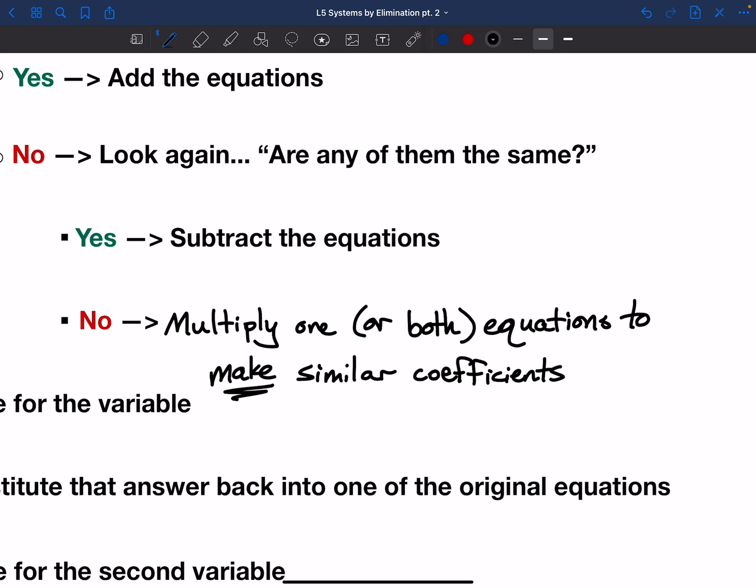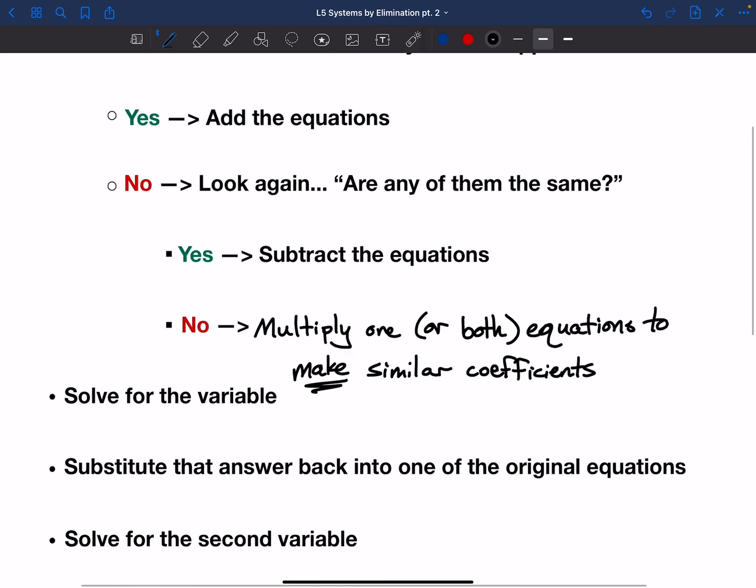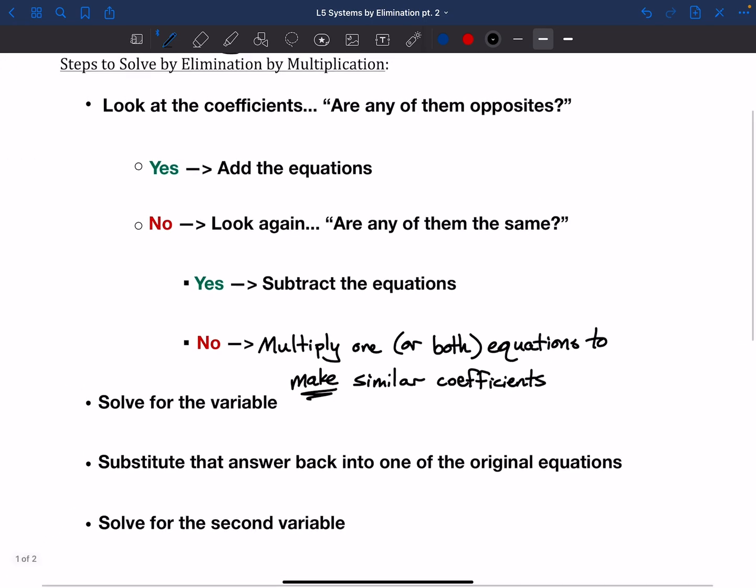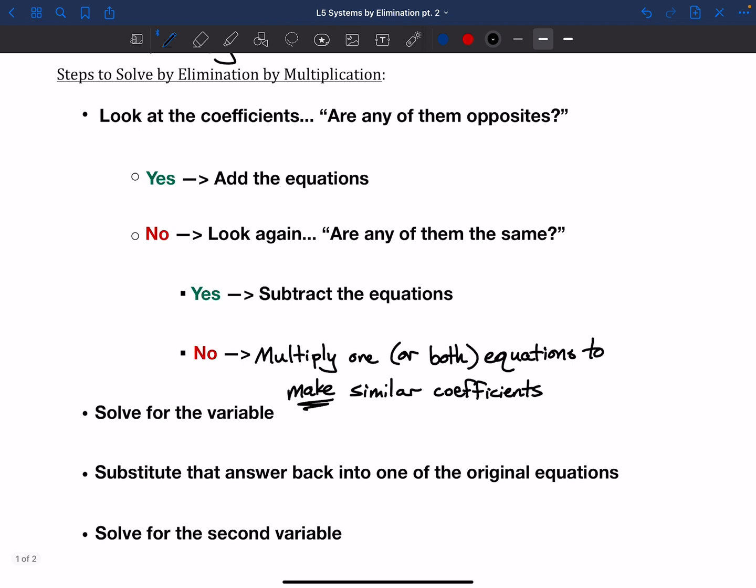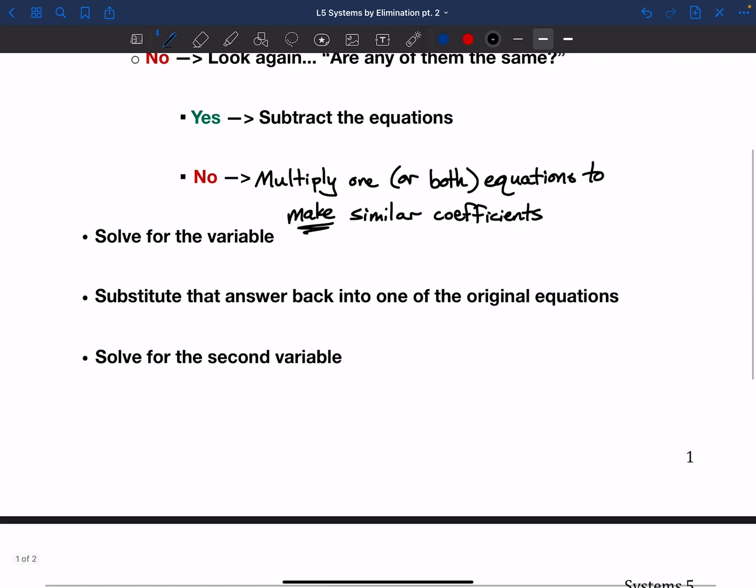So what we're going to do is, if none of the coefficients match up, if none of them are opposites and none of them are the same, we're going to need to multiply one or possibly even both equations in order to make them have similar coefficients. So again, it's just that first step in the solving process that's changing a little bit. After that, we solve for the variable, we plug it back in, and we solve for the second variable. Everything after that is just as we've come to know it in the past. So let's take a look.